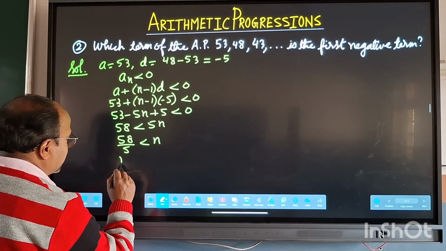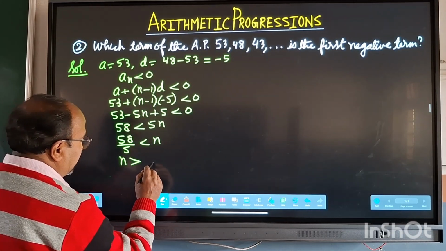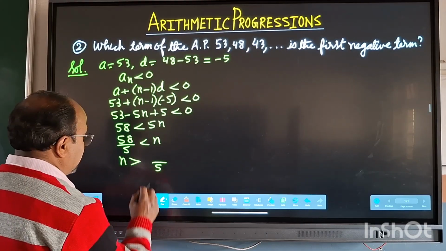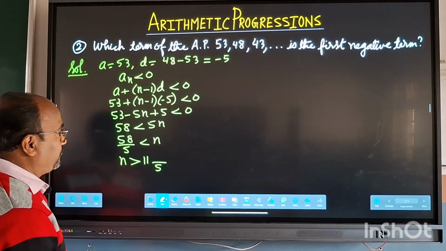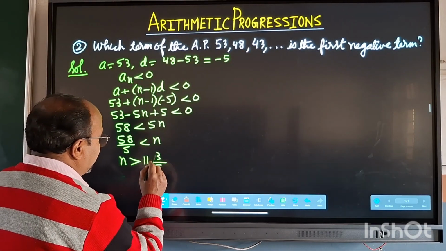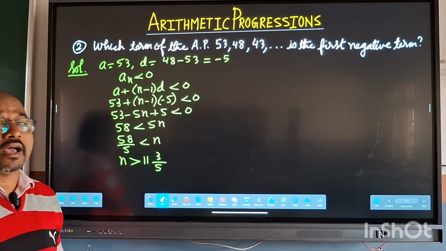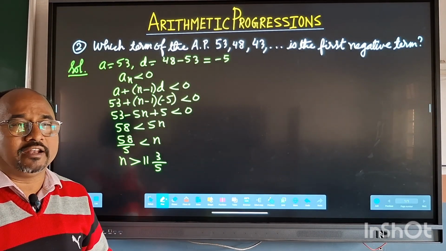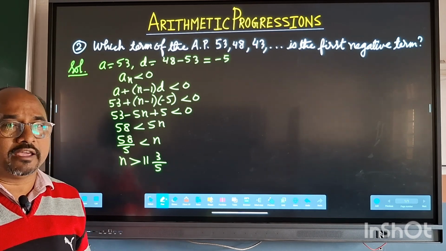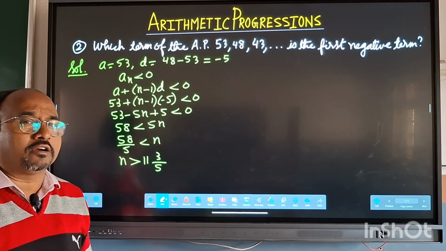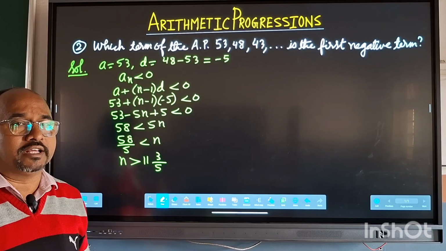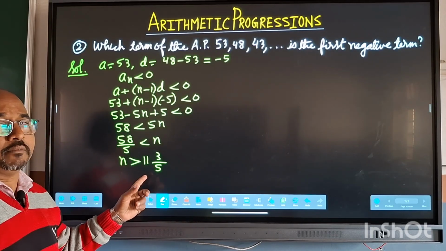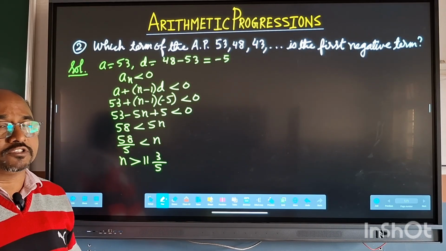So if I write first n, n will be greater than, if I bring it in mixed fraction, 5 11s is 55, 58 is there, so 3. So n value has to be greater than 11 3 by 5. And if n value is greater than 11 3 by 5, number of terms cannot be in fractions or decimals. So the whole number coming after 11 3 by 5 is 12.